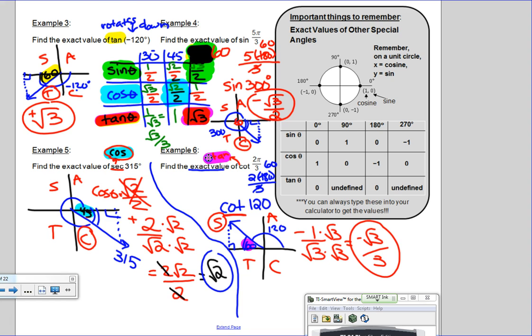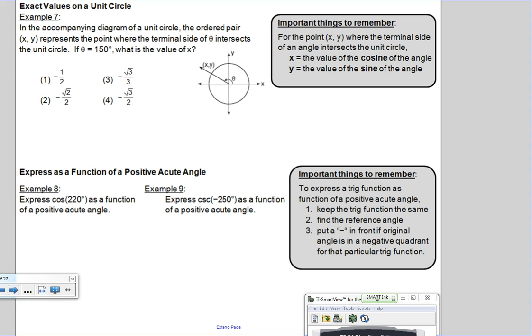Okay, moving on to the next page. This is all going to be using that information we were doing on the last 2 days, or last 2 pages. Example 7, in the accompanying diagram of a unit circle, the ordered pair xy represents the point where the terminal side of theta intersects the unit circle. If theta is 150, what's the value of x?